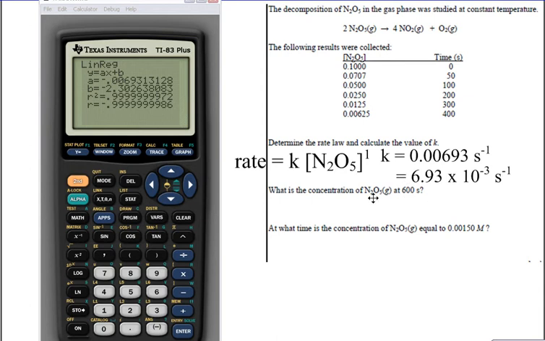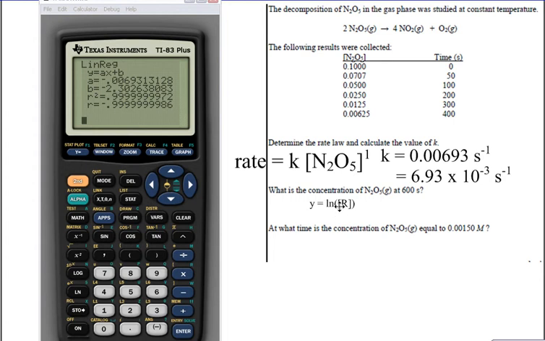Well, what does that mean? What are we being asked to find? Concentration. Well, what we've graphed here is the natural log of the concentration. So whatever we get from our graph, we're going to have to get rid of that natural log. And remember that natural log is on the y-axis.